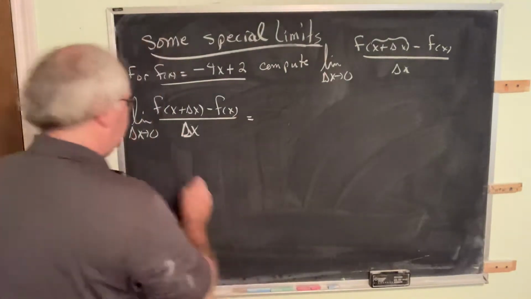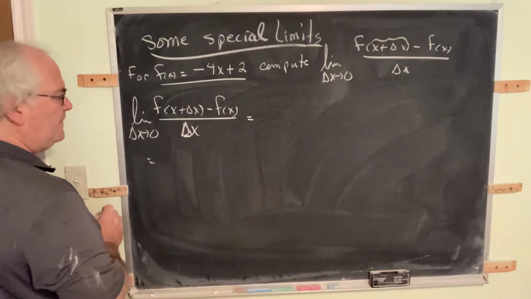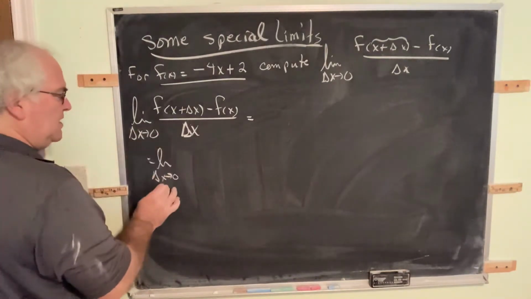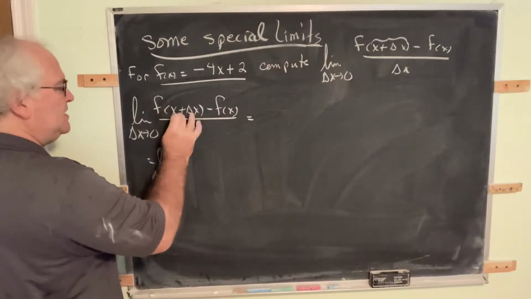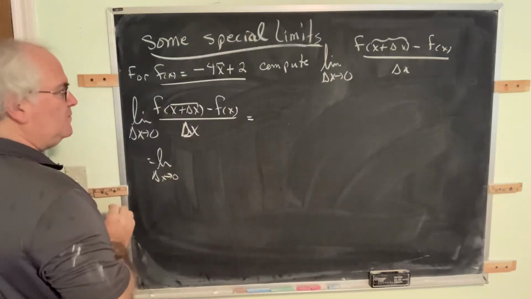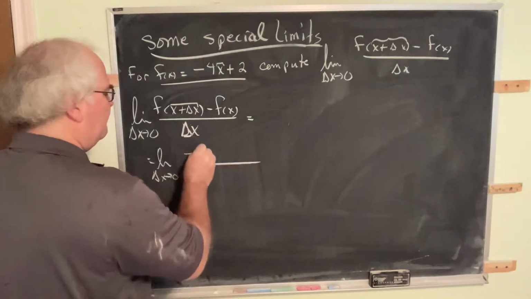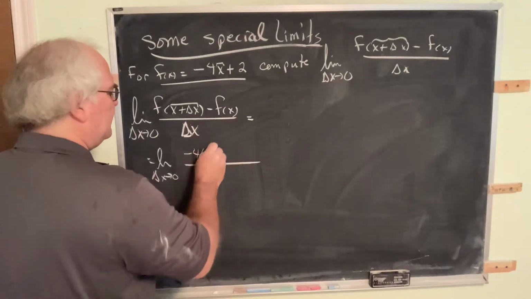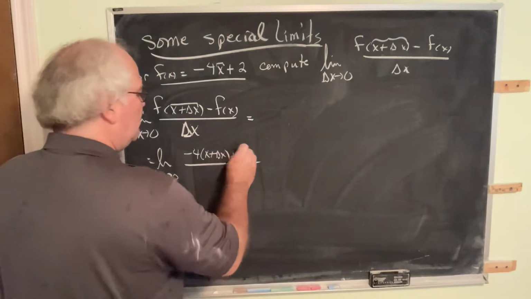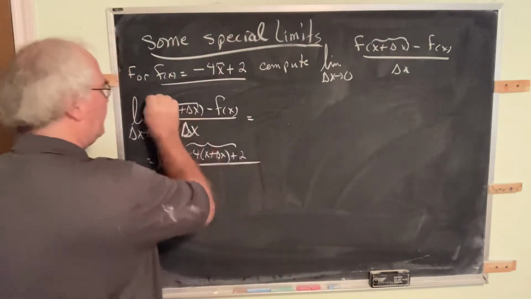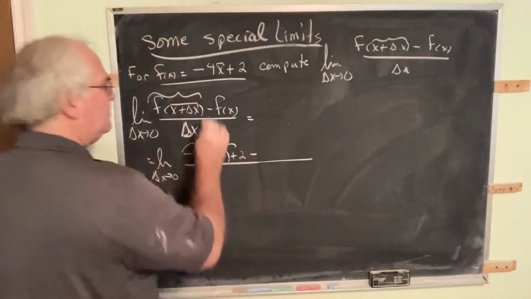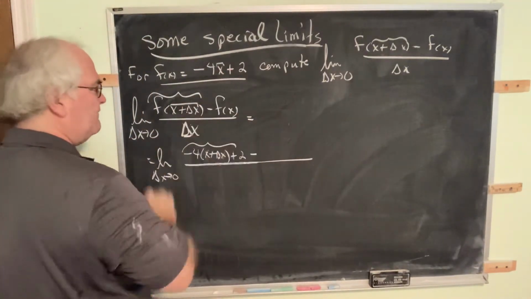Now substitute the specifics for our problem. We want the limit as delta x goes to 0. Remember, this limit is equal to this limit. I want f of this expression, which means this expression needs to go in for that variable. So this is -4 times parenthesis x plus delta x, substituted in for the argument, plus 2. So this is that piece. Minus the function. Just copy, paste the function.